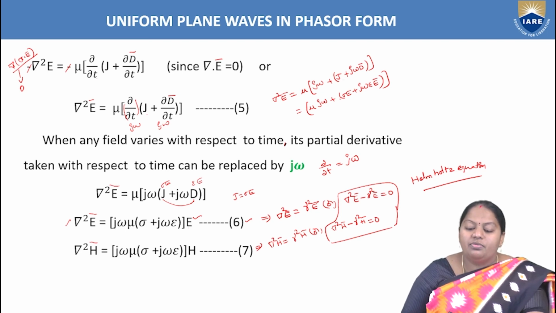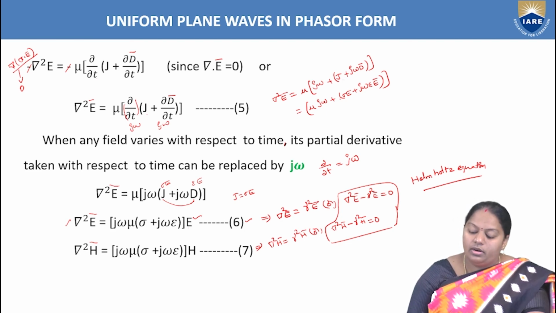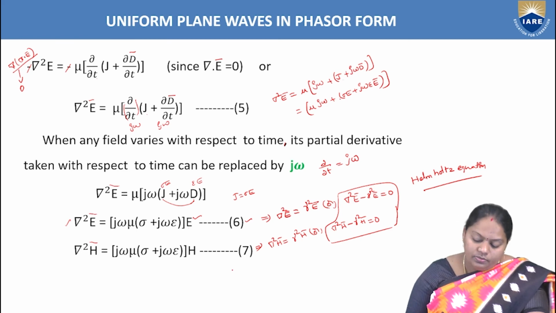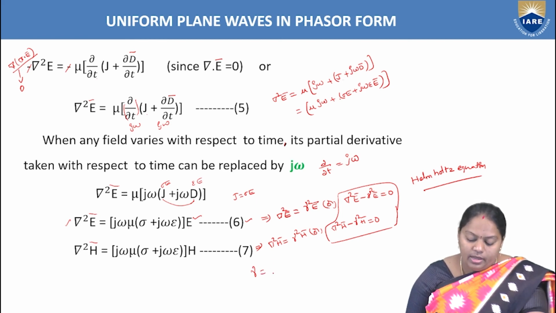The phasor form of uniform plane wave equations are called Helmholtz equations, and these two are del square E bar minus gamma square E bar equal to 0, then del square h bar minus gamma square h bar equal to 0. From this, gamma, the propagation constant of that uniform plane wave, can be obtained as under root of j omega mu into sigma plus j omega epsilon.